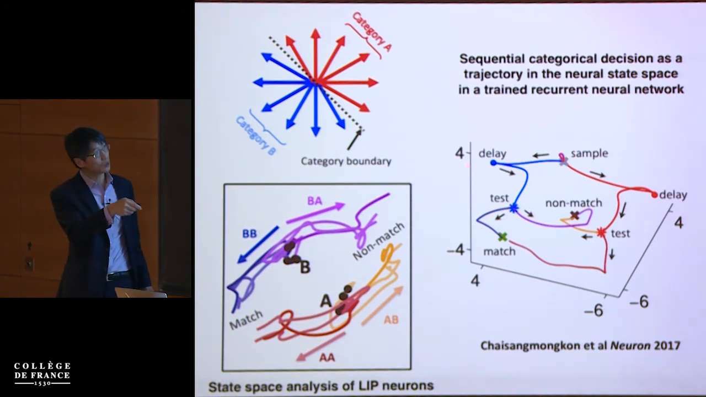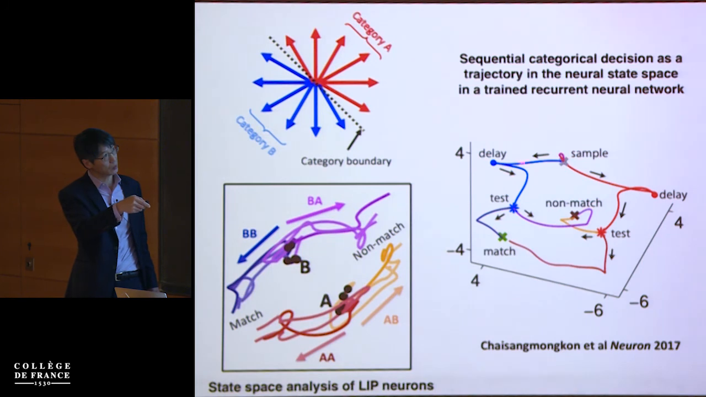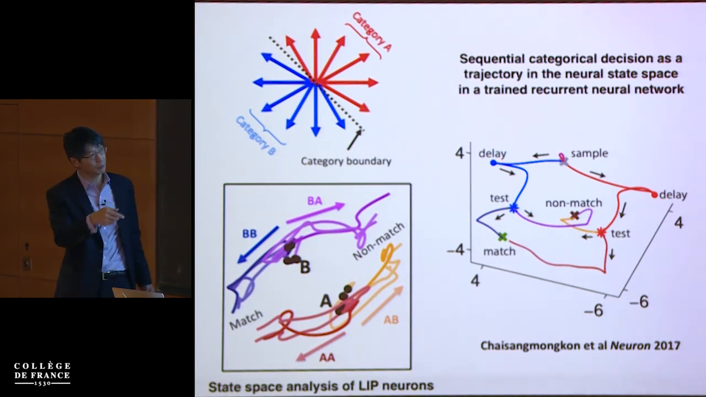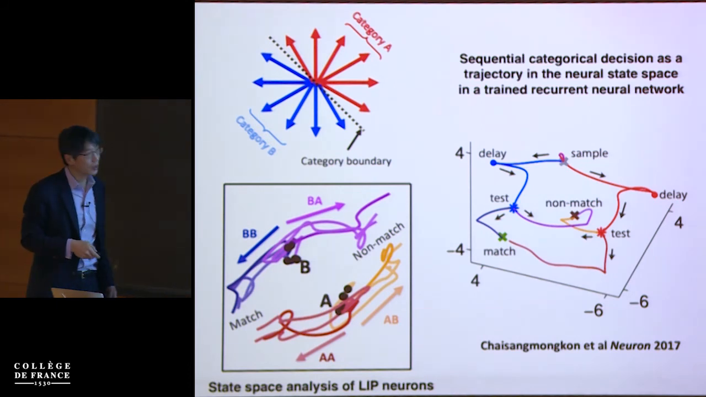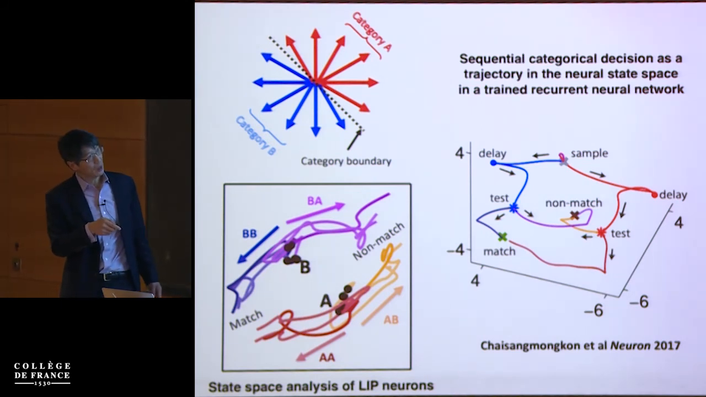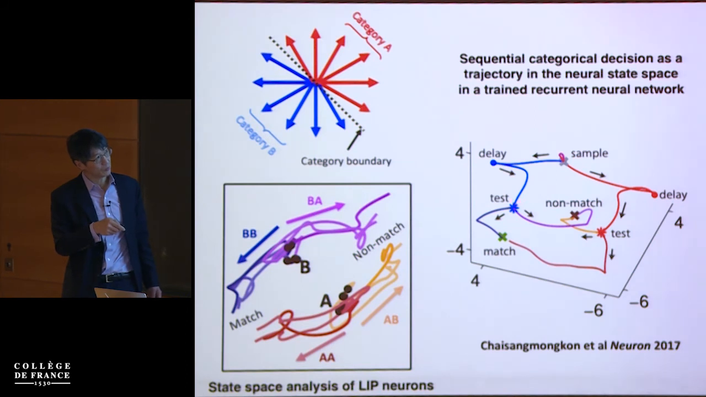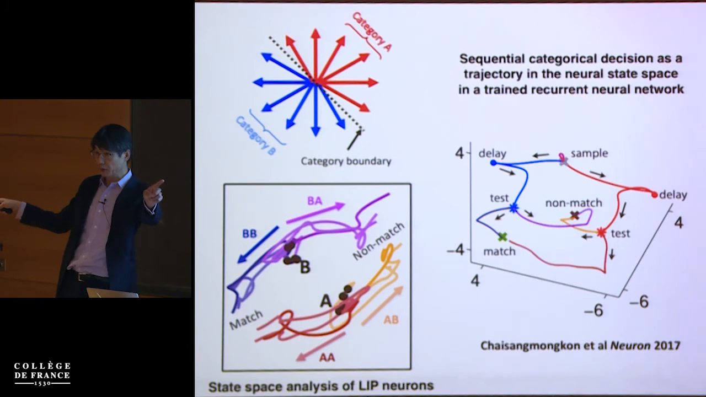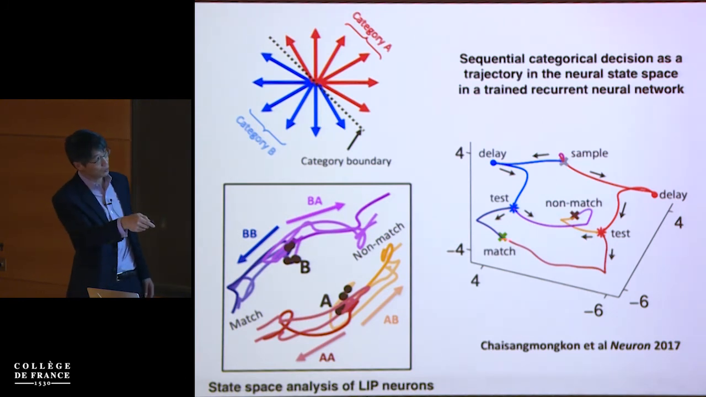So here's the start of the delay. This is the stimulus presentation, and here's the delay period. During the delay period, the system may stay here or wander around a little bit in the state space. Then at the end of the delay, you show a test stimulus. Depending on whether the test matches the sample or not, the trajectory bifurcates again into two possibilities. If it's a match, you go this way. If it's no match, you go the other way.